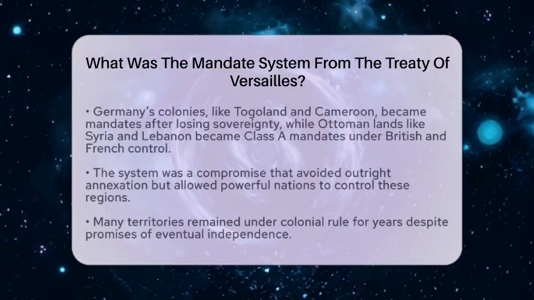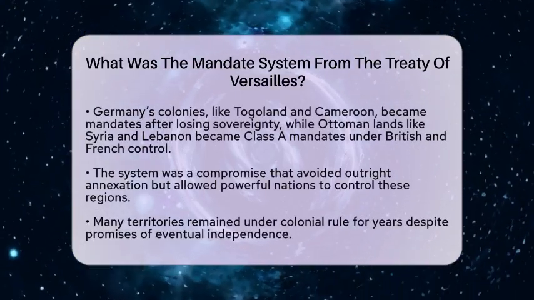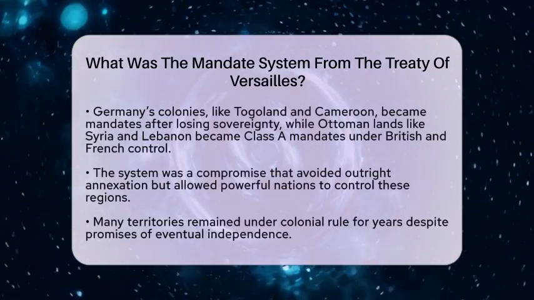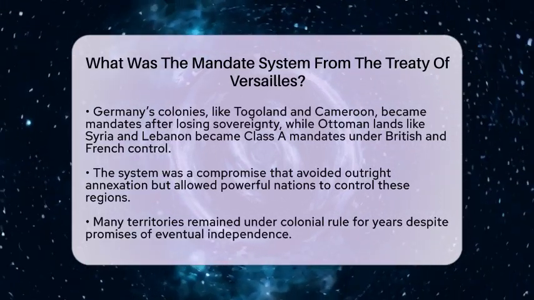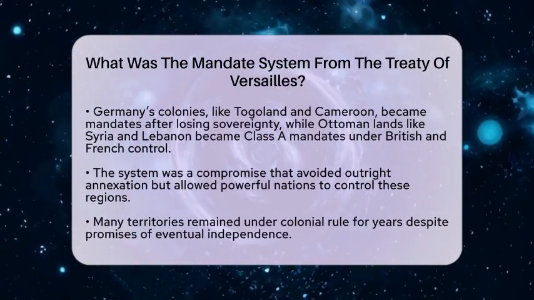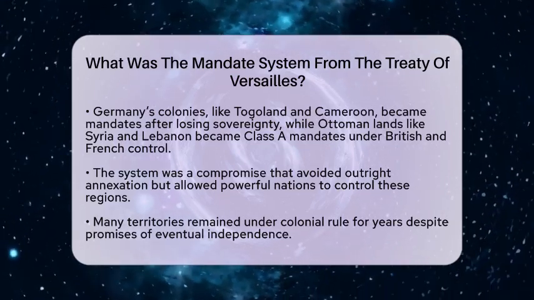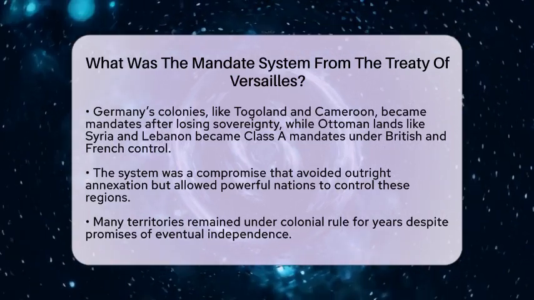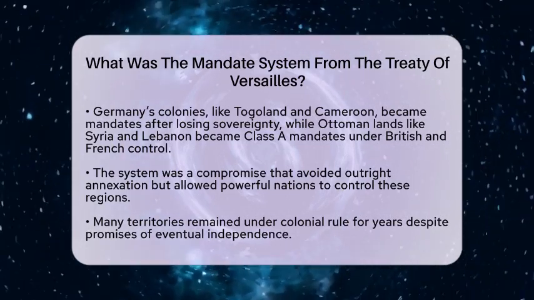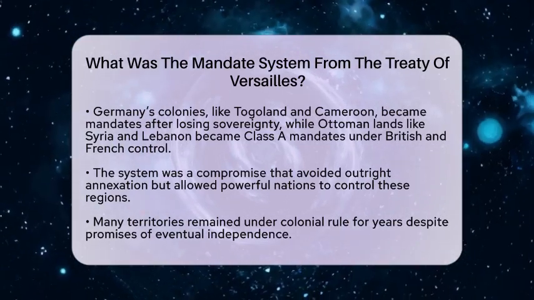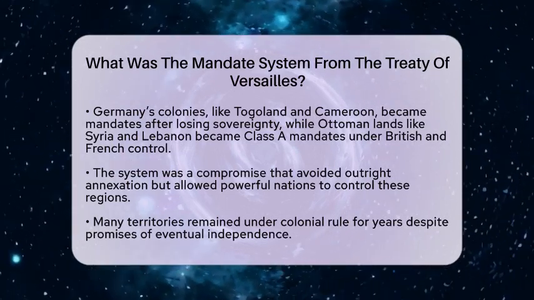Germany's colonies, such as Togoland and Cameroon, were turned into mandates after Germany lost sovereignty over them. Similarly, lands from the Ottoman Empire, like Syria and Lebanon, became Class A mandates under British and French control. This system was a compromise. It avoided outright annexation but still allowed powerful nations to control these regions.